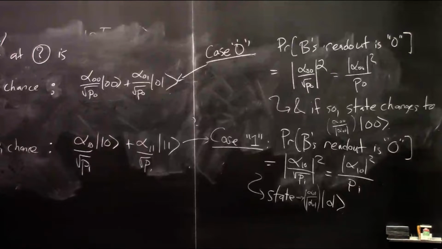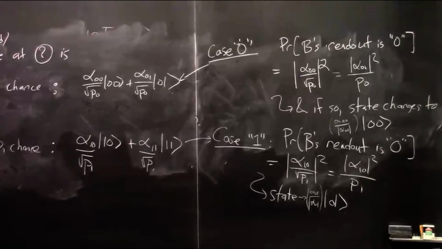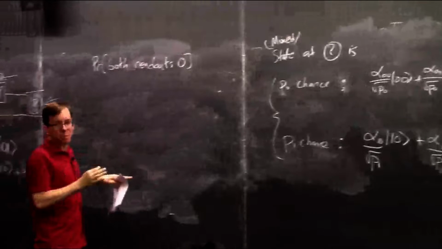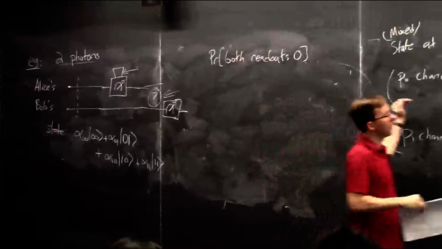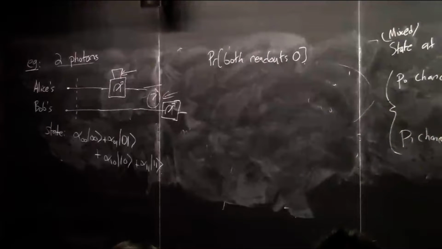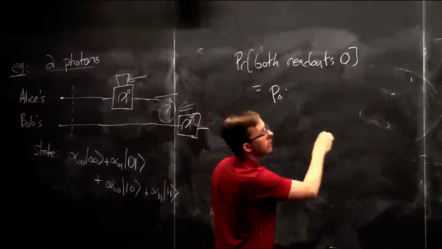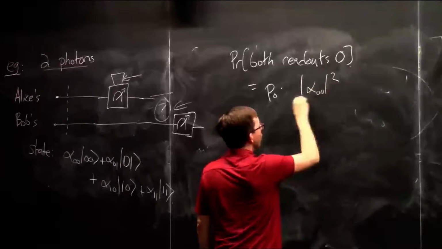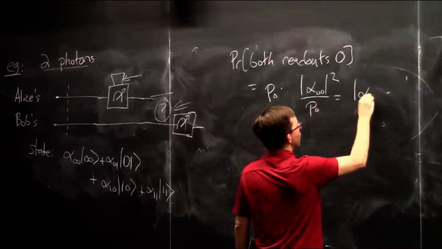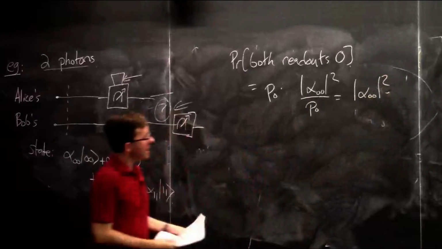Okay. So now we can, for example, ask: what is the overall chance that the readouts will both be 0? Probability that both readouts are 0. Well, this is now just a normal probability calculation. It's the probability that Alice is 0, and then the conditional probability that Bob's is 0. But what is that? That's p0 times magnitude of alpha 0,0 squared over p0, which is magnitude of alpha 0,0 squared.